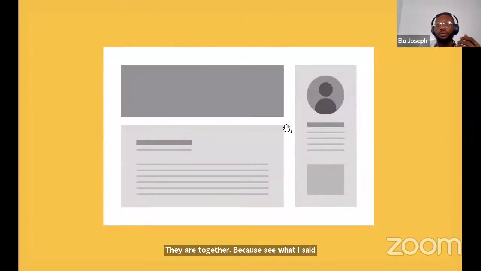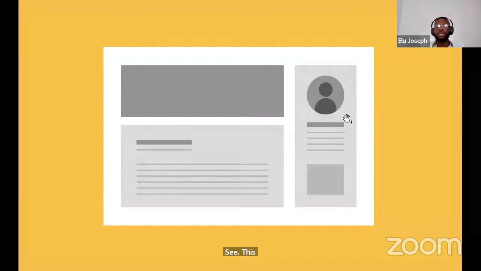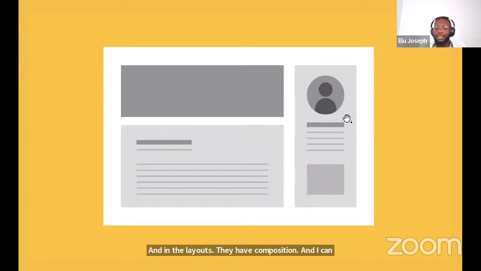See, this is a layout. And in the layout, they have composition. And I can also say, this is a composition that has a layout. Do you get? Okay.